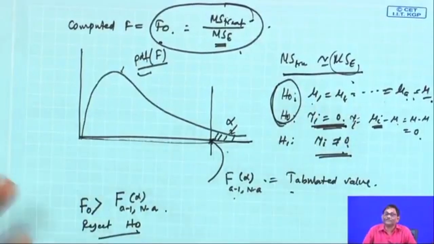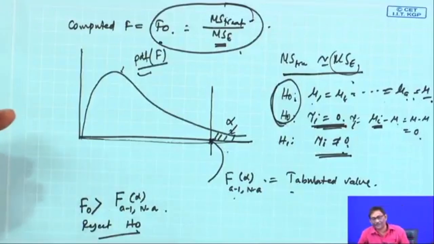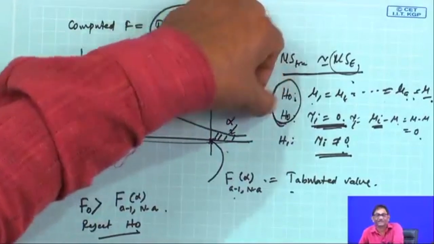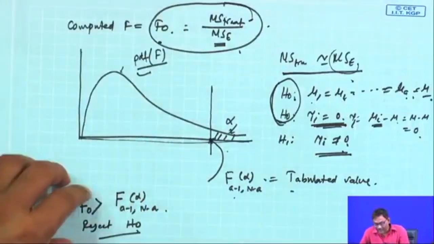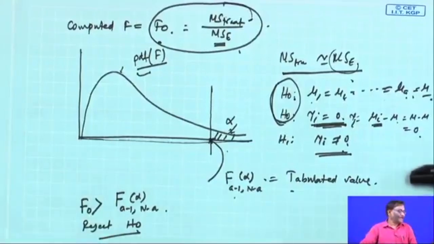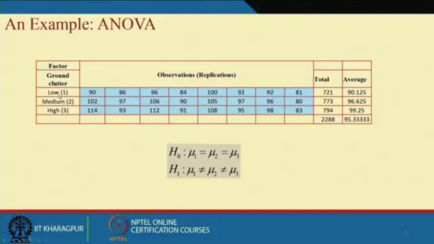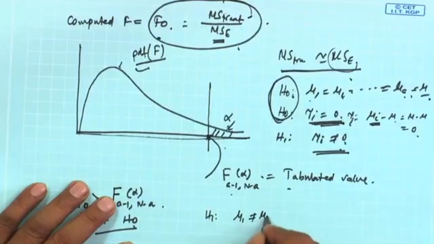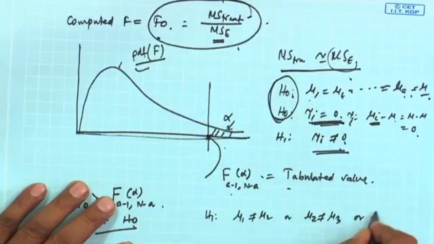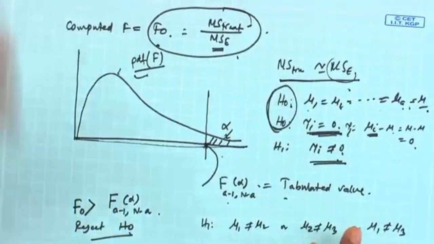What is the null hypothesis? There is no treatment effect, or the means of the response variable at different treatment levels are not different. That is H0. From this you are in a position to say whether the null hypothesis is true or false. If it is false, reject the null hypothesis. Okay. So, let us see the example. Same example here, ground clutter at three levels: low, medium, high. H0: mu 1 equals mu 2 equals mu 3. H1: they are not equal, maybe at least one is not equal. It need not be that all three are different. H1 will be mu 1 not equal to mu 2, or mu 2 not equal to mu 3, or mu 1 not equal to mu 3. If any one or more of them is satisfied, then there is at least one pair which is different.